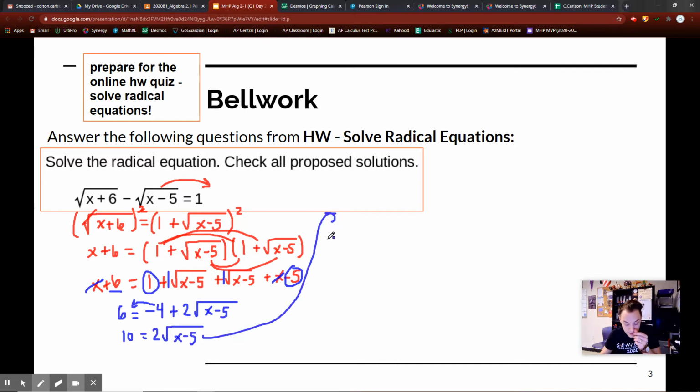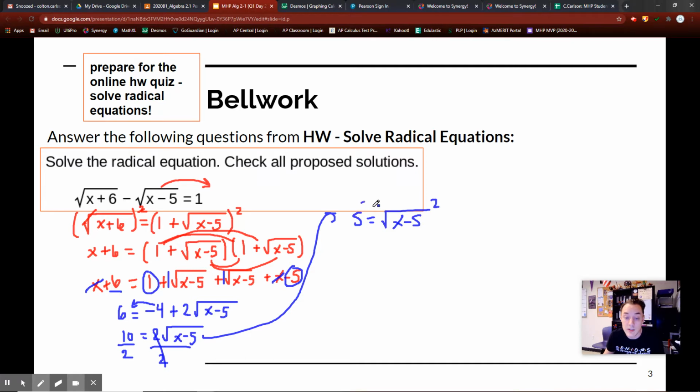Let's move it over here. I'm going to divide by 2. Again, I want to isolate the radical again. We sort of isolated it before, but now I'm going to do the whole process over again. So now this is going to be 5, since 10 divided by 2 is 5, and then radical x minus 5.